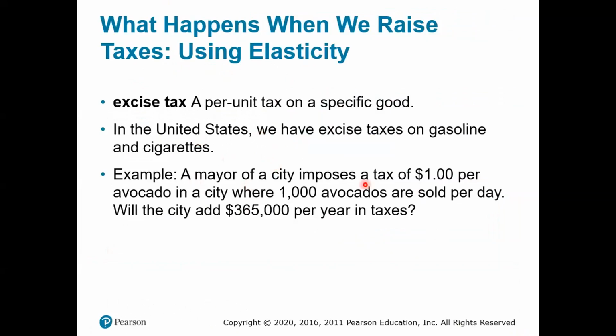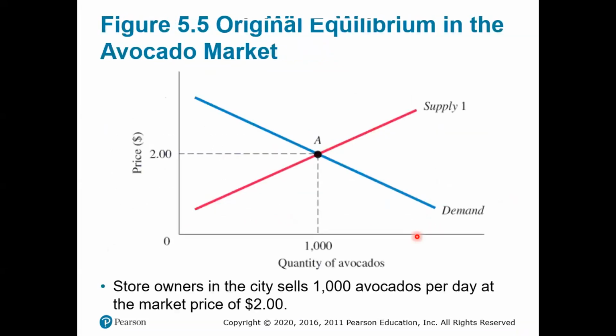So a mayor of a city proposes a tax of $1 per avocado, and they sell 1,000 avocados currently per day. So will that be $365 a year in taxes? Okay, so we currently sell 1,000 avocados a day, 365 days a year. We'll do $1 per avocado. That'll be $365 a year, and so that's what they put in the budget. So what's going to happen?